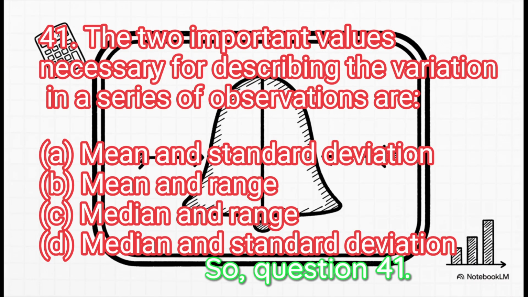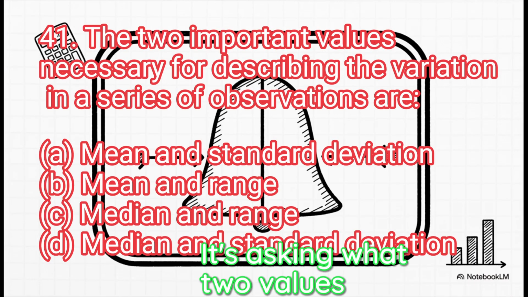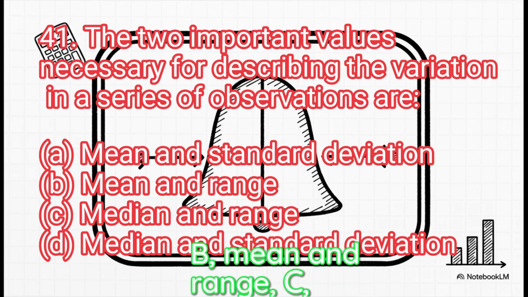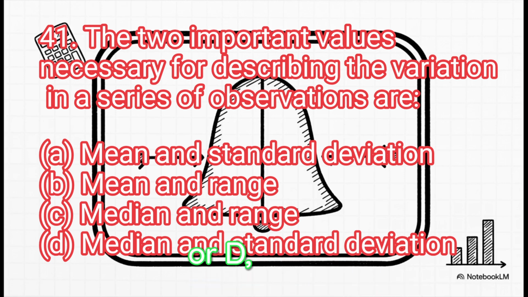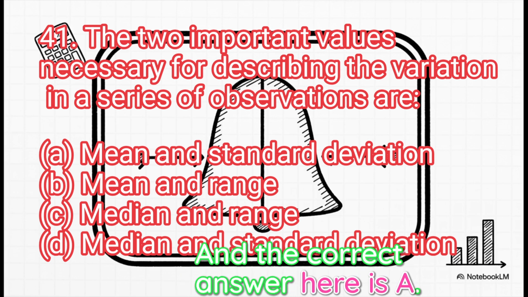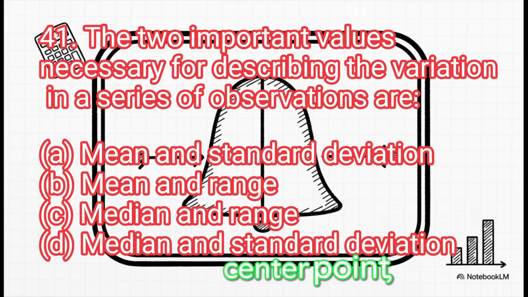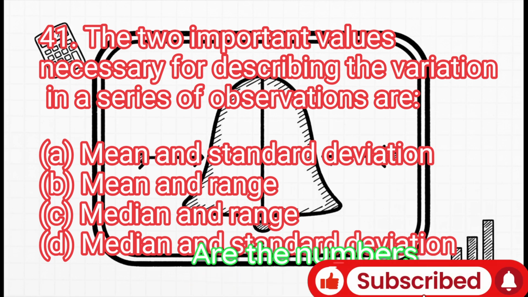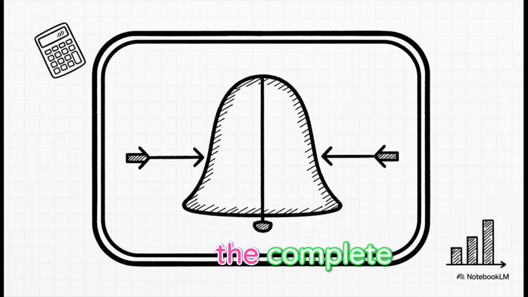So, question 41. It's asking what two values you really need to describe the variation in a bunch of observations. Your options are A, mean and standard deviation, B, mean and range, C, median and range, or D, median and standard deviation. And the correct answer here is A. Look, the mean gives you the center point, right? The average. But the standard deviation, that tells you the spread. Are the numbers all clustered together or all over the place? You absolutely need both to get the complete story.